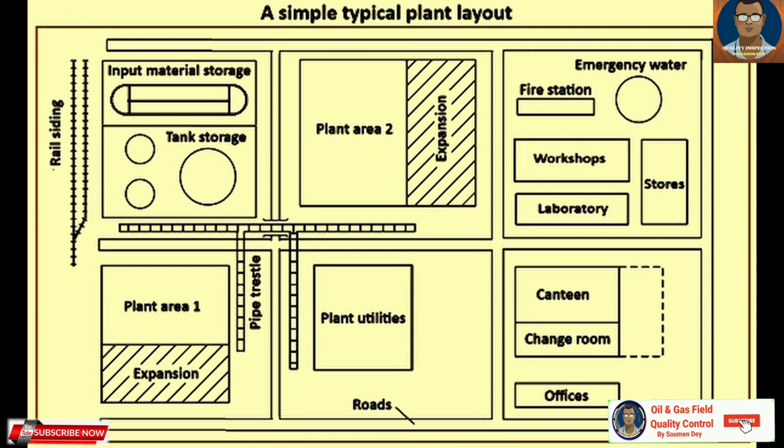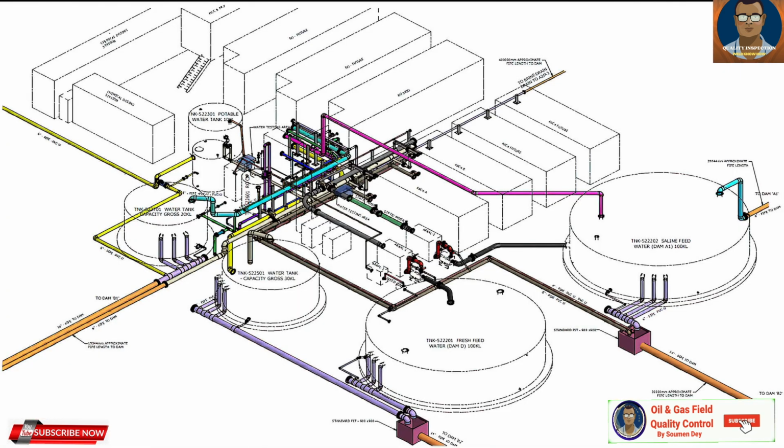So this is a safety feature being considered before laying out a plant. Utility blocks shall be located adjacent to the unit blocks. The flare should be located upwind of the process units so that the inflammable gas from the plant is not carried out towards the flare. Equipment requiring frequent maintenance shall have easy accessibility.